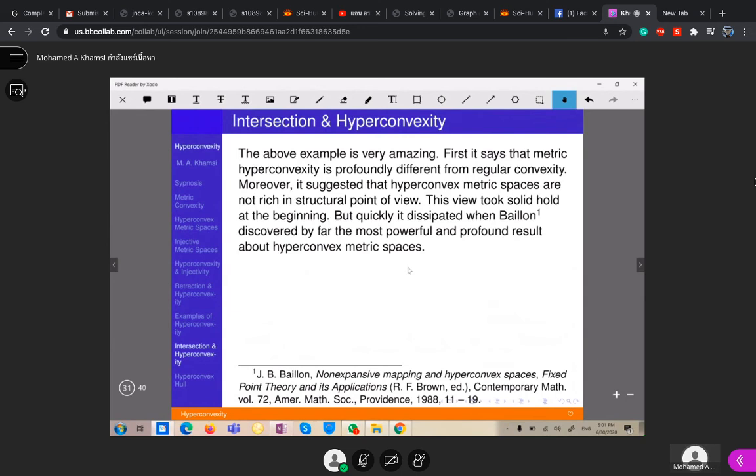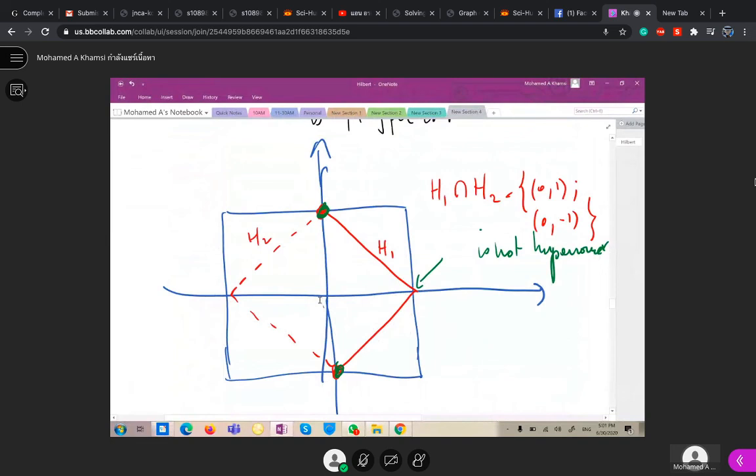But in any case, what happened? So this got Bayon's attention. I worked with him in my PhD in the 80s. In fact, he's the one who initiated me to work on hyperconvexity. He was working on it, and he started asking me questions, and that's how I got initiated to hyperconvex. In fact, this example that you see here is his example.